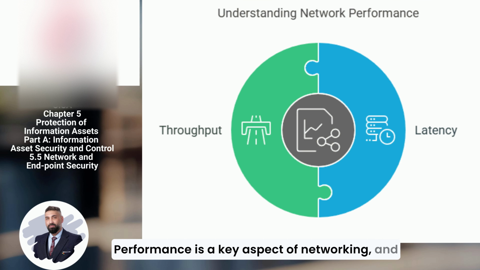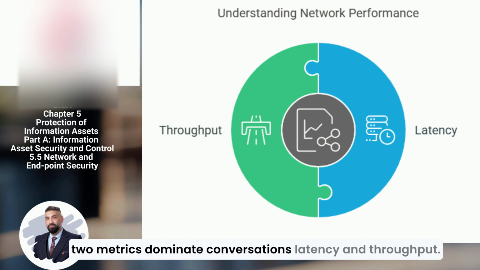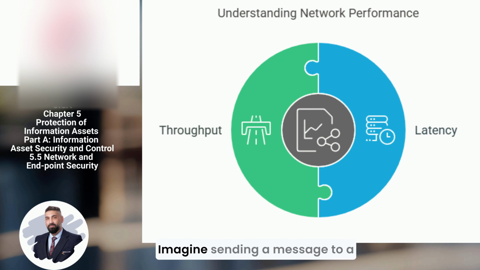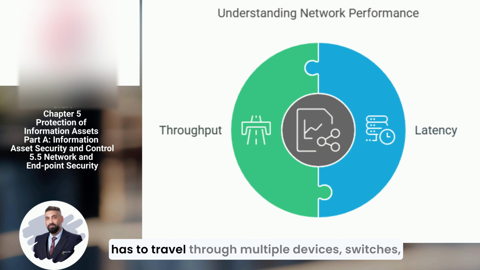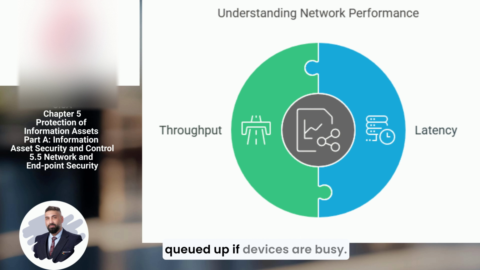Performance is a key aspect of networking, and two metrics dominate conversations: latency and throughput. Latency measures delay. Imagine sending a message to a friend and waiting for their reply. The pause is latency. On a network, latency occurs because data has to travel through multiple devices, switches, routers, physical distances, and might even get queued up if devices are busy. Measuring it is as simple as using the ping command on your computer.